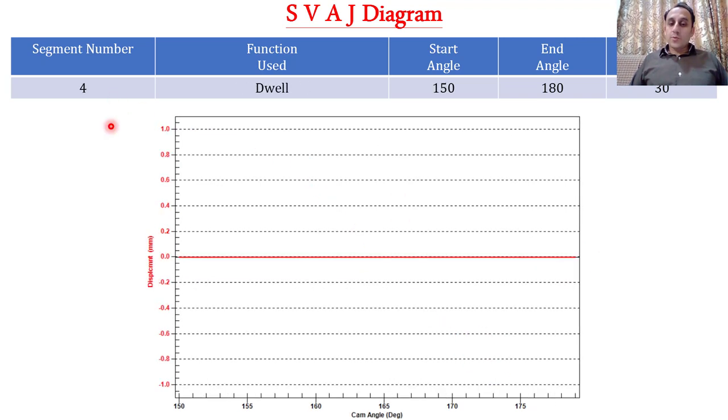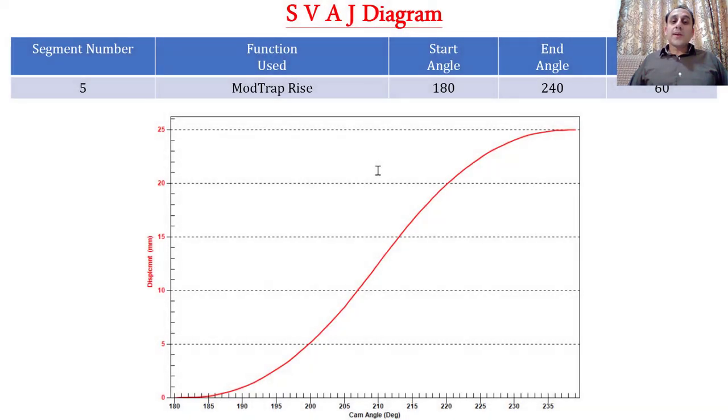In this diagram, what we are seeing? We are just seeing the displacement. So in SVAJ diagram, we are just focusing on S diagram at this point of time, the displacement diagram. Okay, so this is a modified trapezoid function, that is a mathematical function which we are using to move the follower from 0 to 25 millimeter level. This happened when the cam rotated from 180 degree to 240 degree.